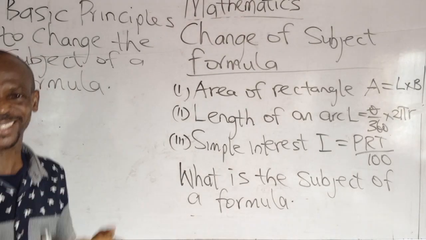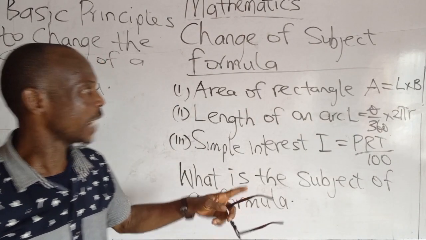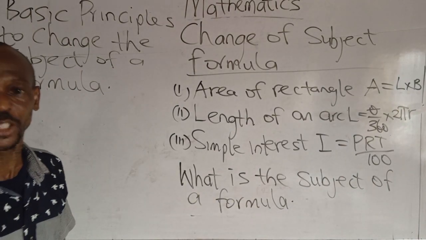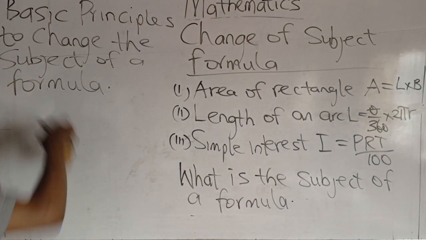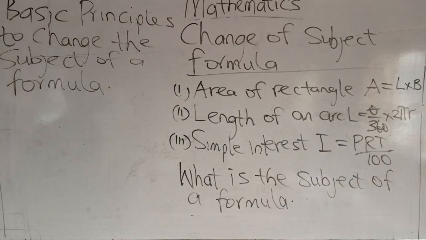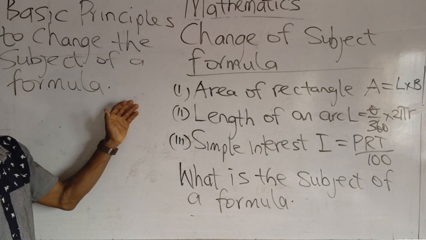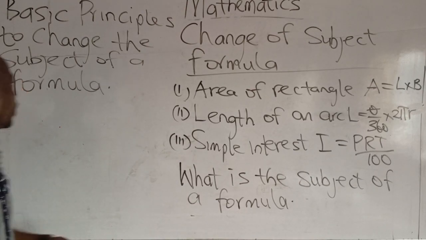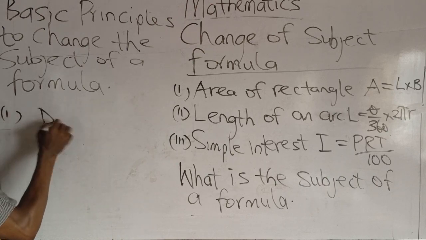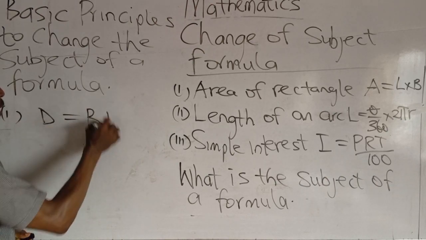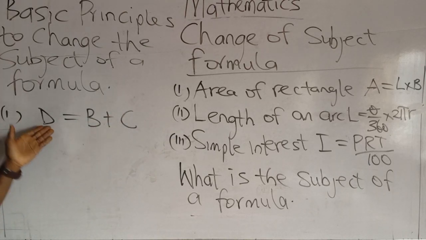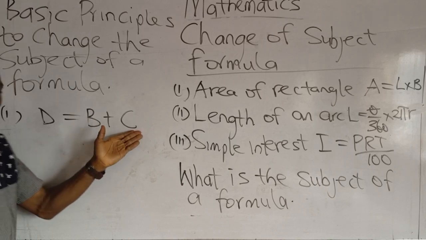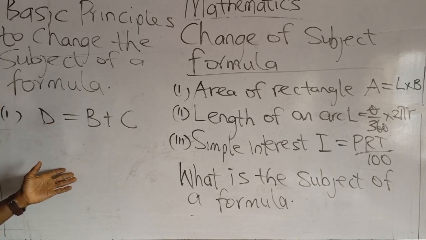We are going to look at 6 basic principles that we use in changing the subject of a formula. 6 basic principles we are going to use in changing the subject of a formula. And I'm going to do that with examples. Basic principle 1. D is equal to what? B plus C. We have an equation, D is equal to B plus C as our first principle.